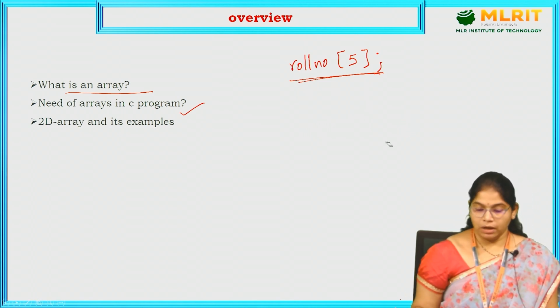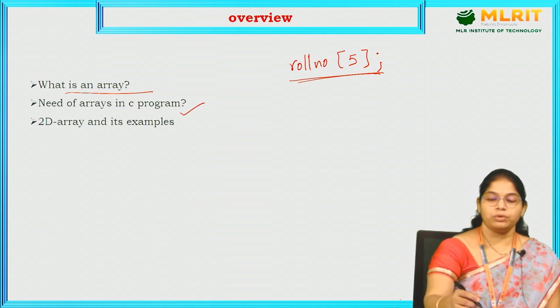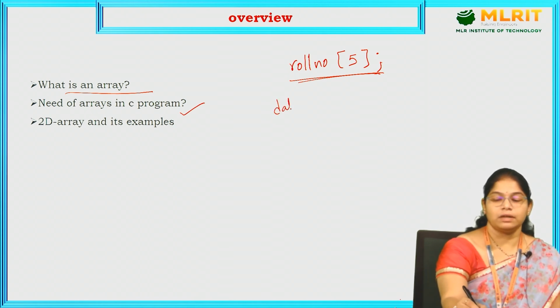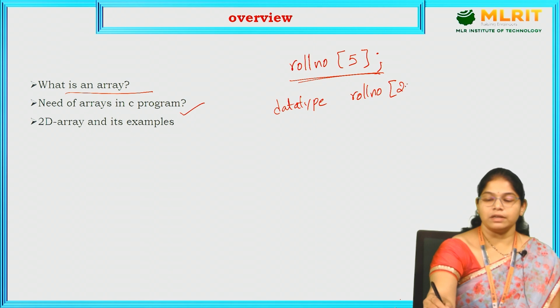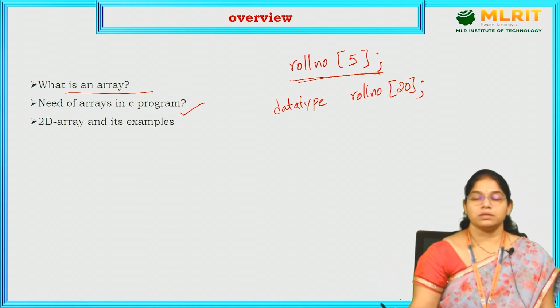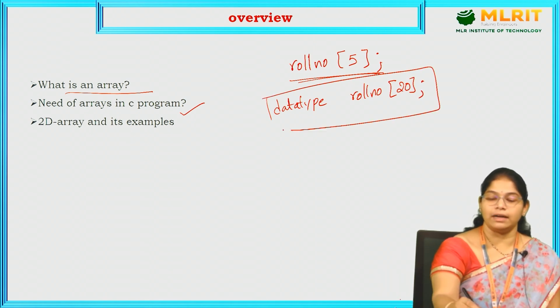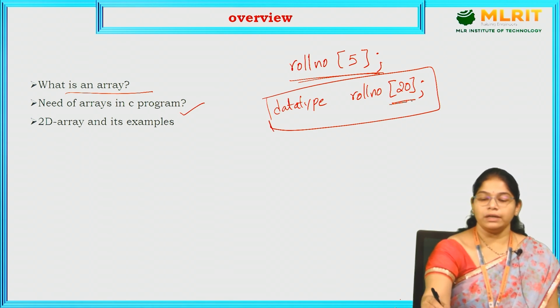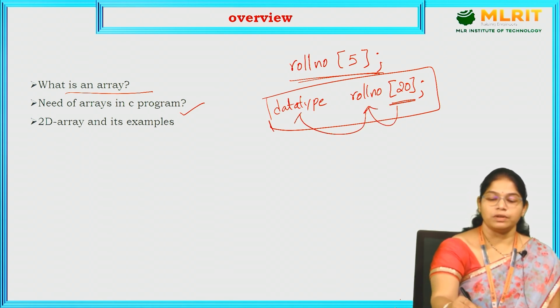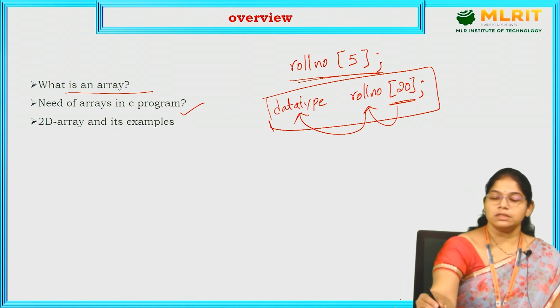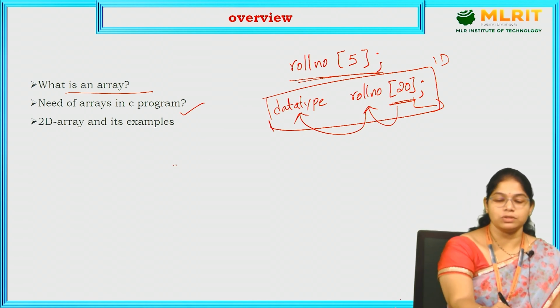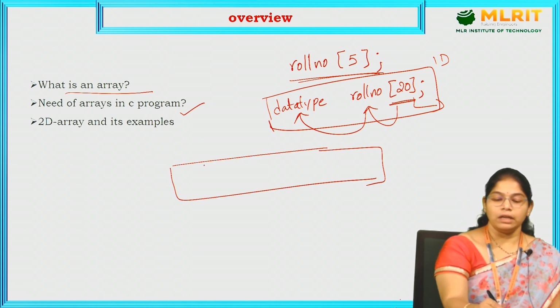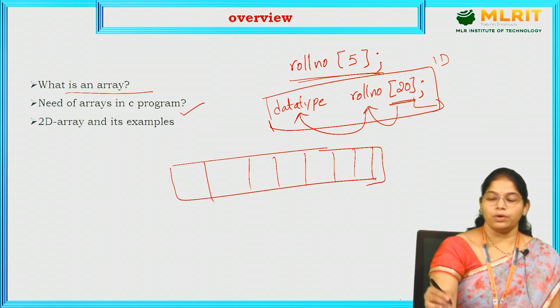Then how to declare an array? That is data type, array name, and size of the array. Let us suppose the array name is roll number and the size of the array is 20. So this statement tells that it can store 20 student roll numbers of the same type. This is a 1D array, which means we have only one subscript. A 1D array can store the elements in a linear form, in a row form.